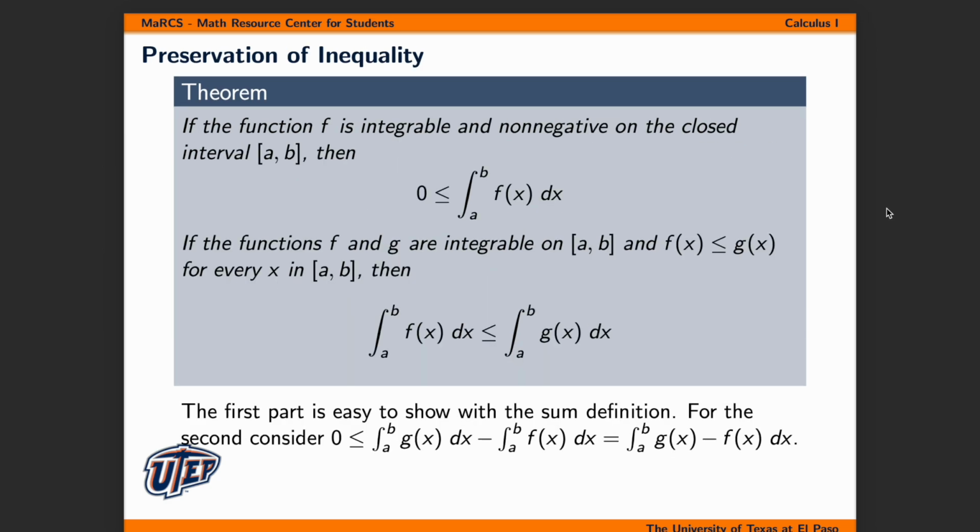We have the preservation of inequality. So if the function f is integrable and non-negative on the closed interval a to b, then we have that 0 is less than or equal to the integral from a to b of f of x with respect to x. Now if the functions f and g are integrable on the closed interval a to b, and f of x is less than or equal to g of x, for every x in the closed interval a to b, then we have that the integral from a to b of f of x with respect to x is less than or equal to the integral from a to b of g of x with respect to x.